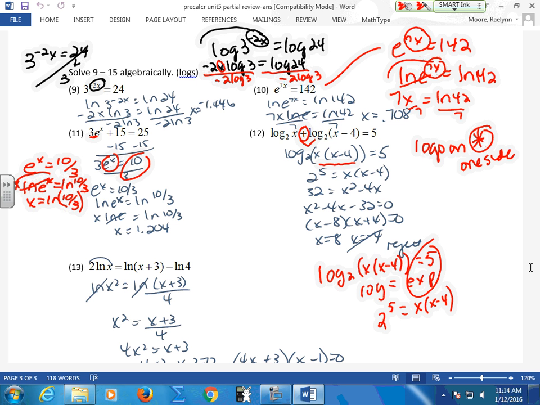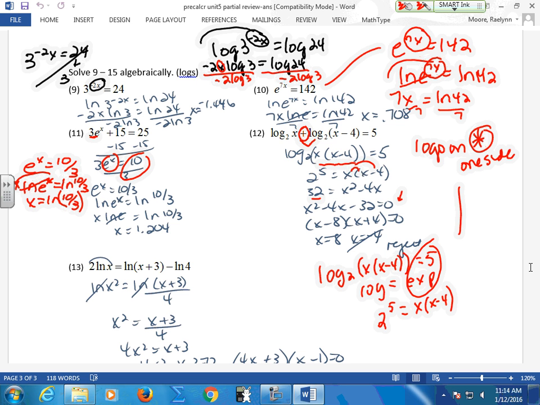So I know I can solve this. I just made an algebraic equation with no logs in there. So I take 2 to the 5th, that's 32. I distribute this guy. Whenever you have descending x's, you have a quadratic. Get everything to one side and set it equal to 0. Factor, and don't forget to check.